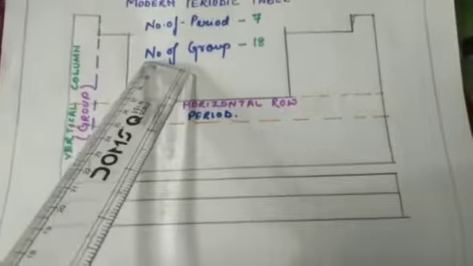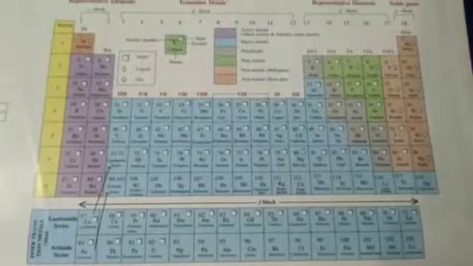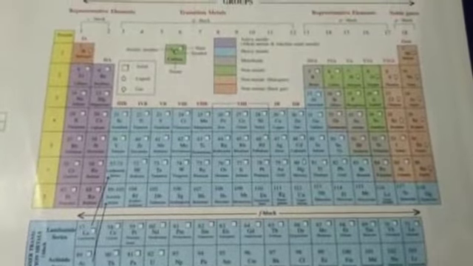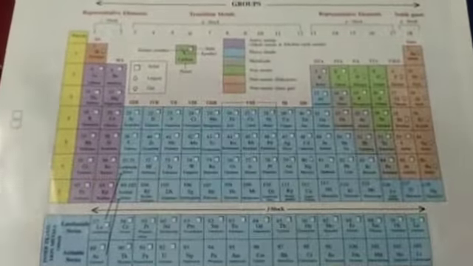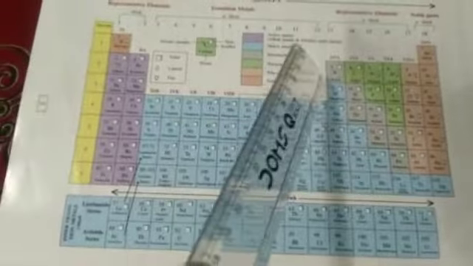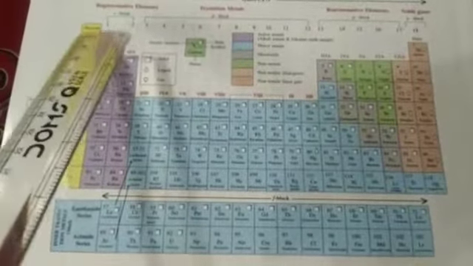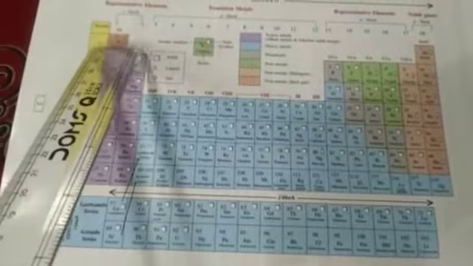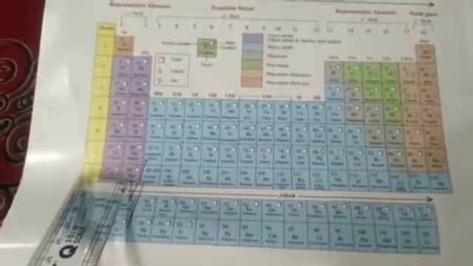Now, there are 18 groups and 7 periods in the modern periodic table. Here is how the modern periodic table looks. We can see over here there are 18 groups. You can see group number 1, group number 2, group number 3, 4, 5, 6, and so on till group number 18. Now there are 7 periods, which we also know. We can see over here period 1, 2, 3, 4, 5, 6 and 7.